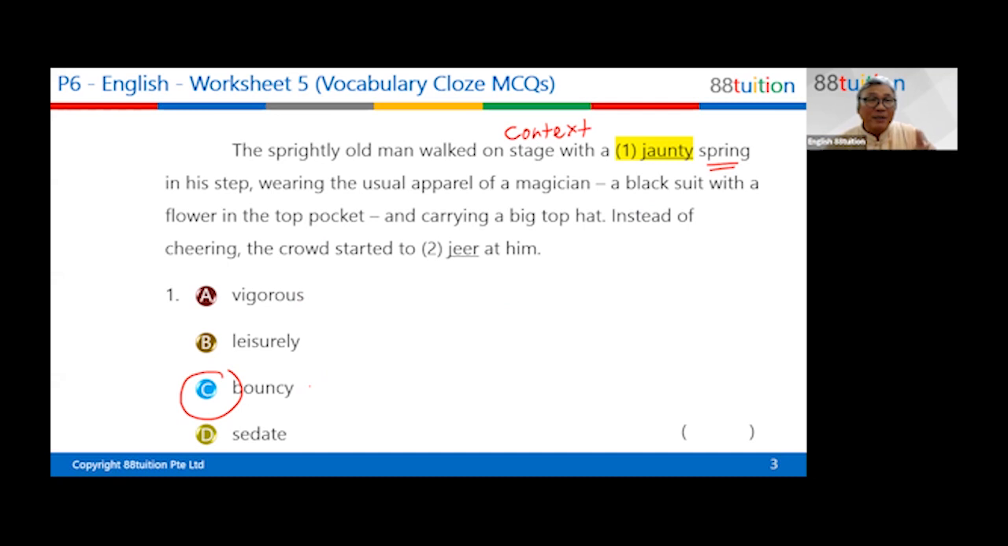Remember, we don't look for a suitable answer. We don't look for just a valid answer. Vigorous is a possible answer, is suitable, a vigorous spring there, very energetic. But we look for the best answer, which is bouncy. The word spring there can give you a sense also of bouncing, springing. So that's the clue there. Any questions, anyone? No, let's go on to the next, okay?